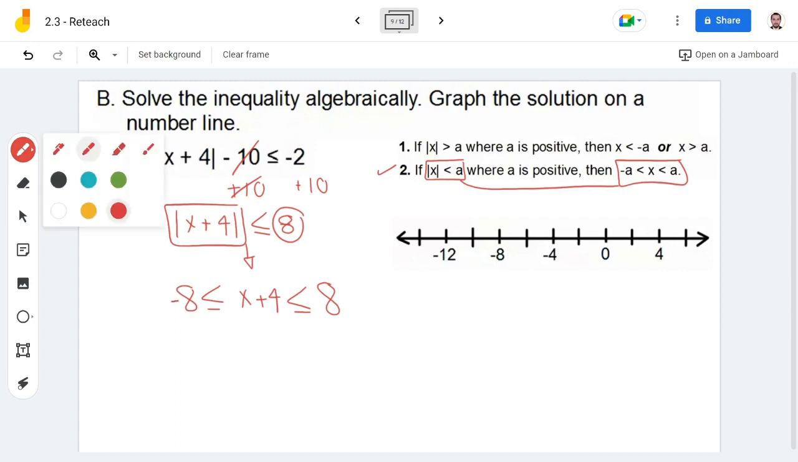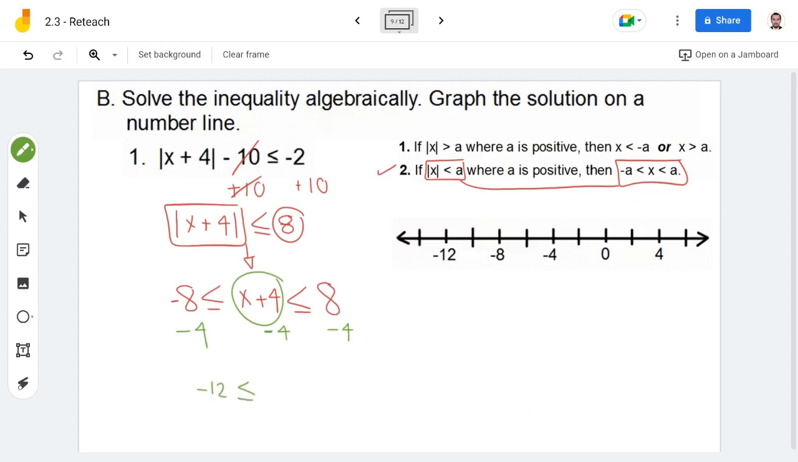So now what we need to do is simplify the equation in the middle. We need to leave x alone. So how can I isolate x? Subtract 4 from all sides: -4, -4, -4. So -8 minus 4 is equal to -12, less than or equal to x, less than or equal to 8 minus 4, which is equal to 4.